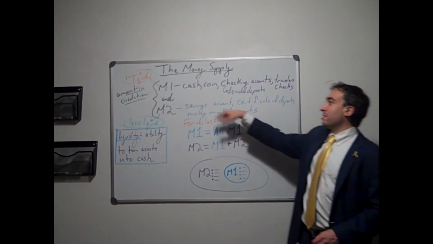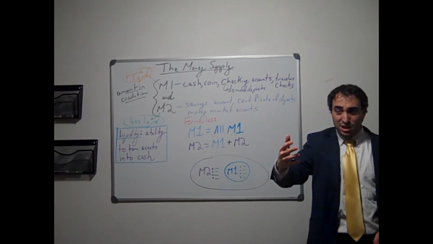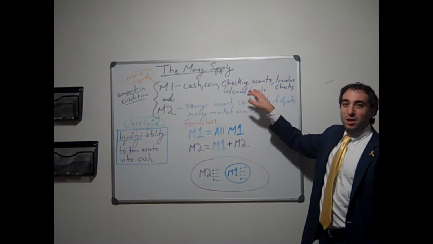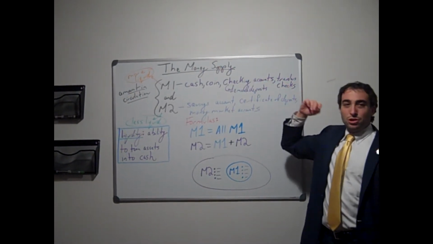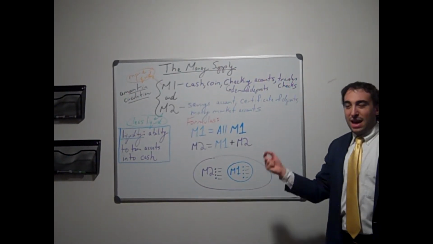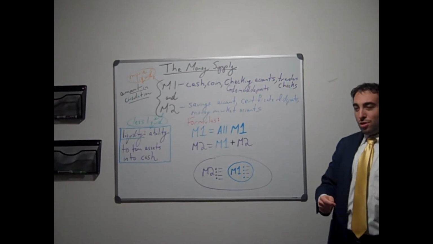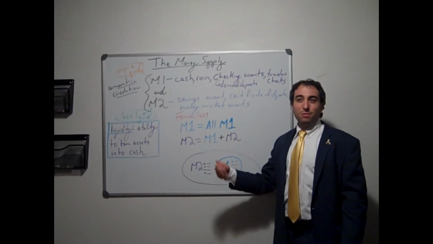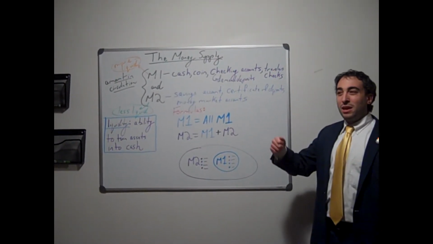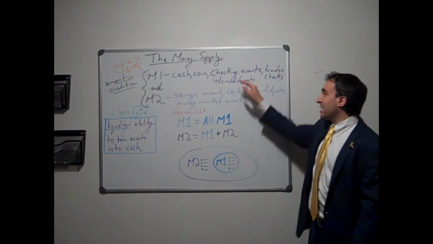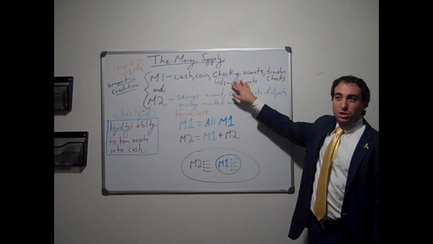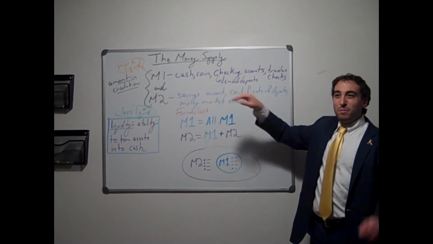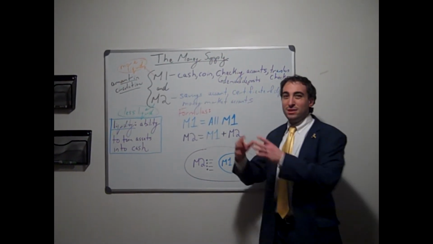So M1 is either cash or coin, which is immediately cash, or checking accounts, which are also known as demand deposits, because with a checking account, you could write a check against it and it becomes cash, or you could use your debit card, take it to an ATM, punch in your code, and it immediately becomes cash. So that's why a checking account is also commonly referred to as a demand account, because you can easily demand your money.